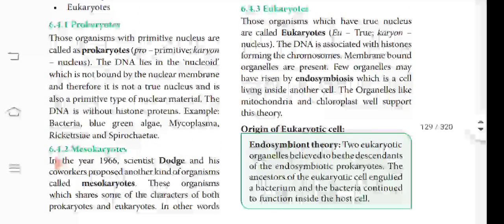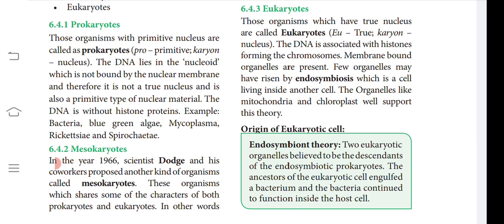Eukaryote, we have learned so many things about eukaryotes. They have the true nucleus, DNA associated with the protein, special protein called histone protein. Membrane bound organelles are present. Few organelles may arise by the endosymbiosis, which is the cell living inside another cell. The organelles like mitochondria, chloroplasts are well supported by this theory.